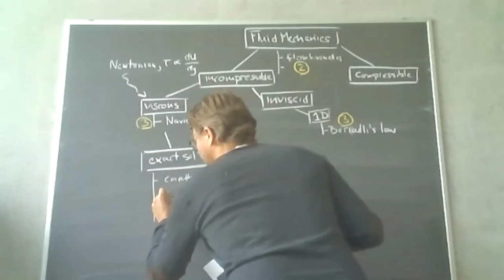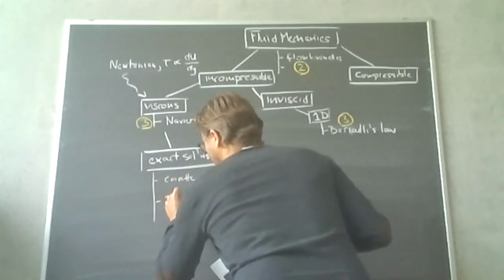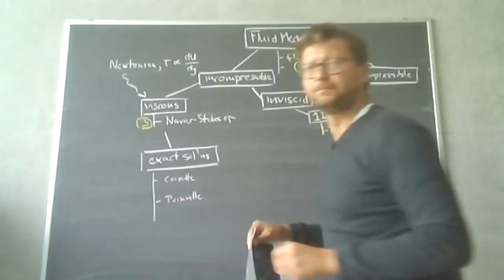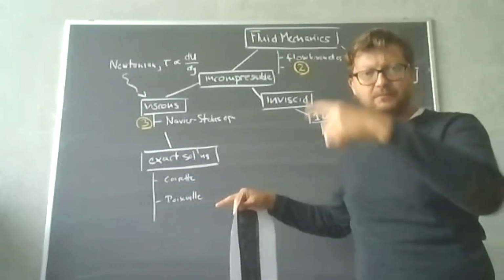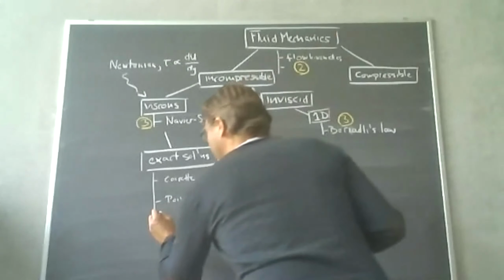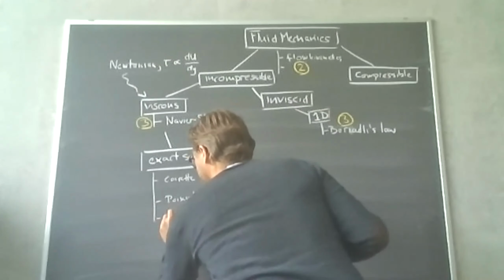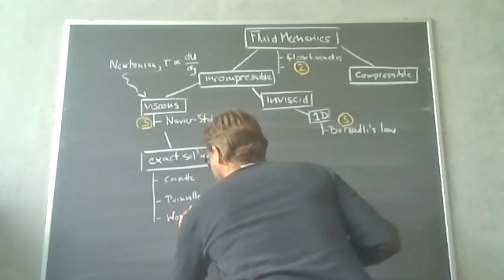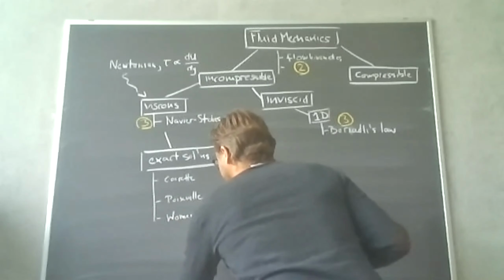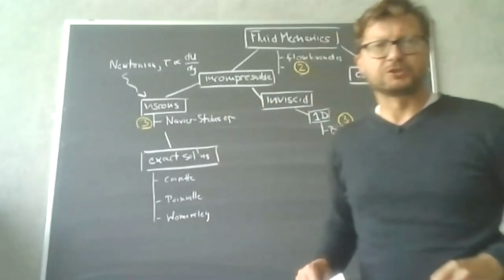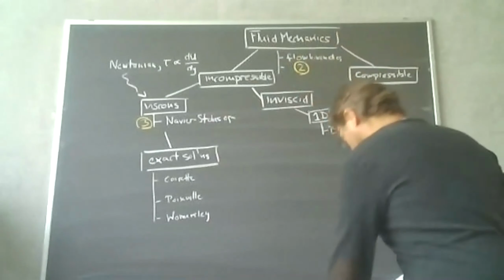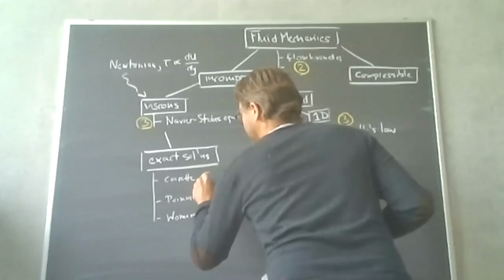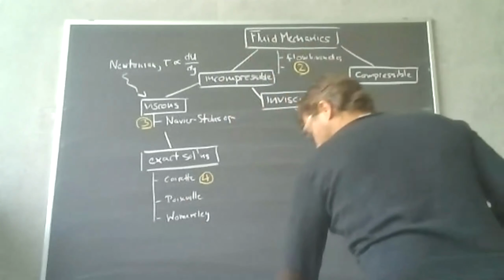Couette, Poiseuille, both plain and Poiseuille in a pipe, and Womersley, the Womersley solution for pulsating pipe. This is what we did in lecture number 4.